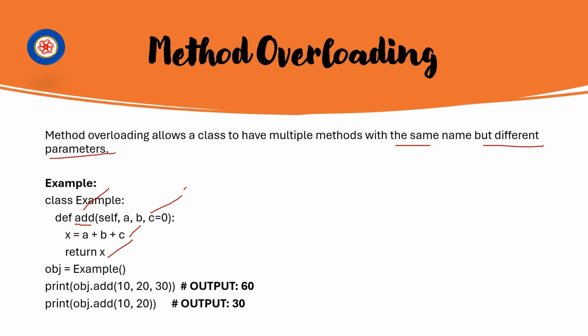An instance of the Example class is created and assigned to the variable object. Calling this add method with three arguments will print 60 as output, and calling the add method with two arguments will print the output 30. This example demonstrates how method overloading works, where this Example class has multiple versions of add with different parameters. Here there are three parameters and here there are two parameters.